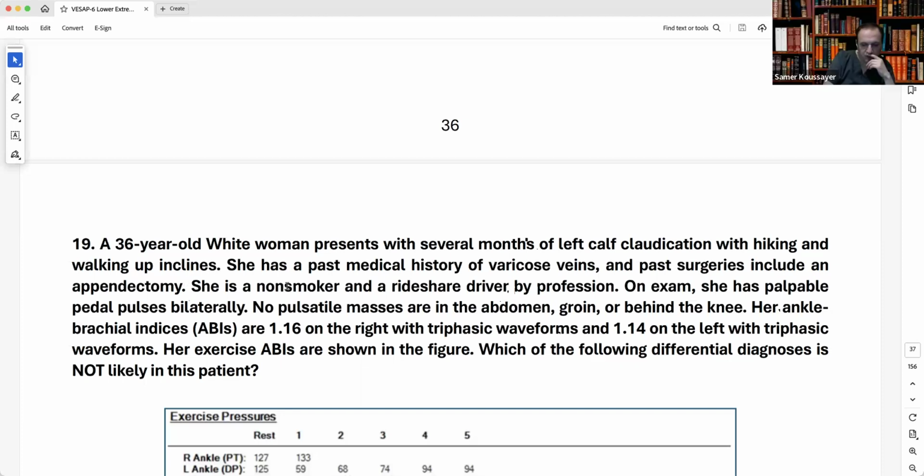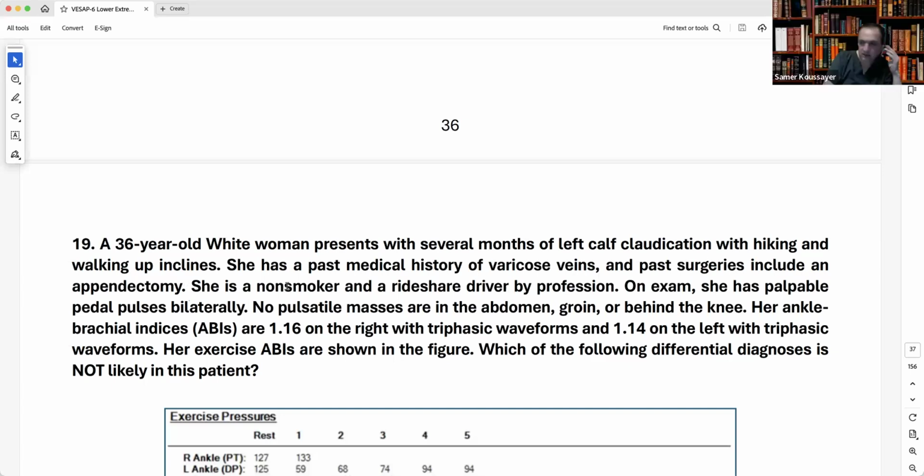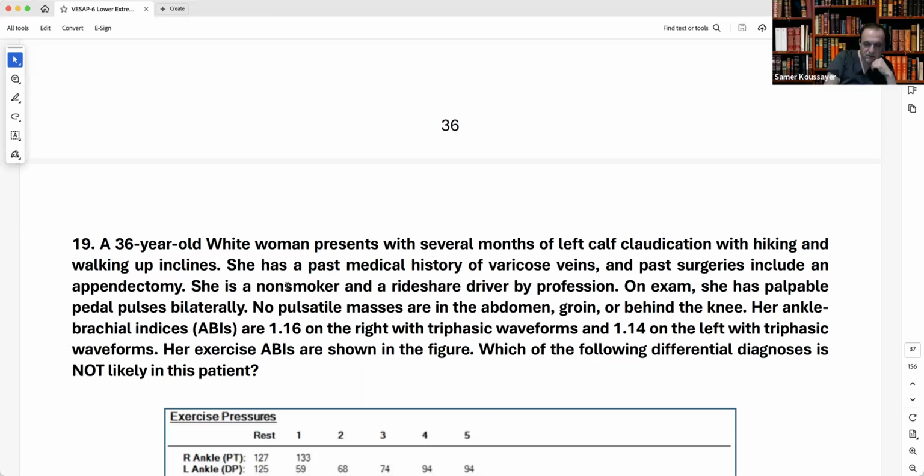You see it in the wall of the popliteal artery. It's very rare. Maybe I saw only one case in all my life. Cystic, yeah, cystic adventitial disease. Okay, these are the two most common. You can read about it, but popliteal entrapment is the most common, and then cystic adventitial disease.